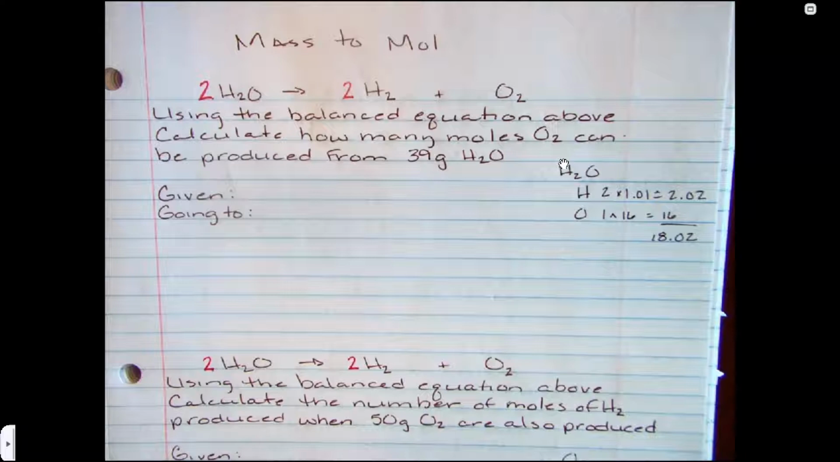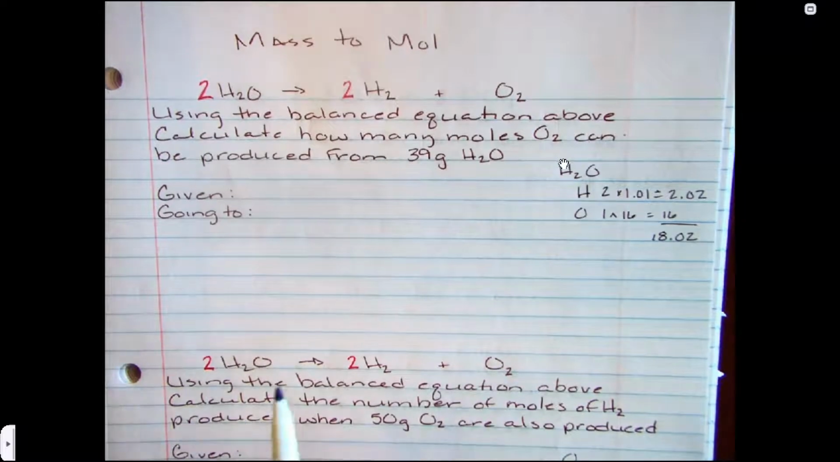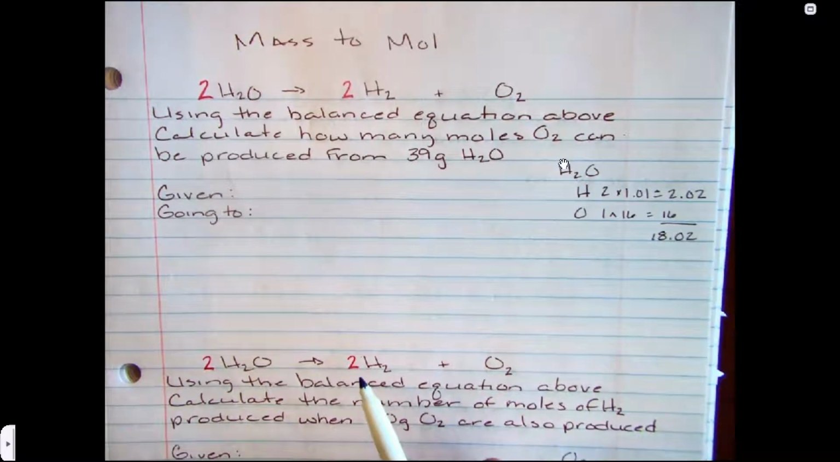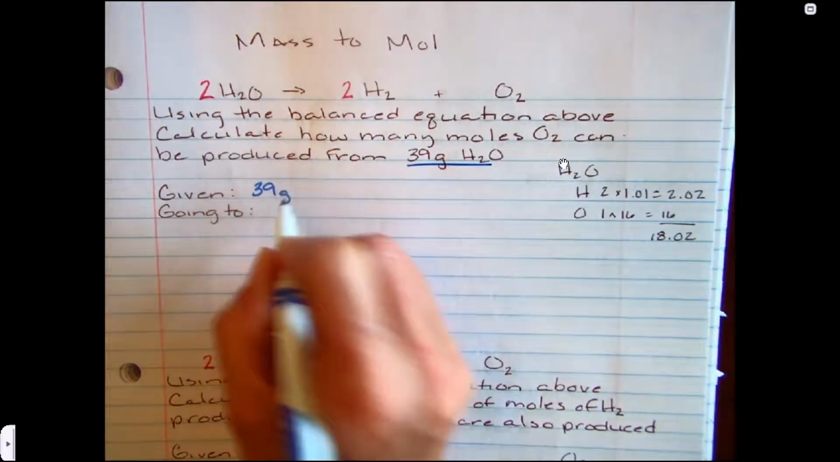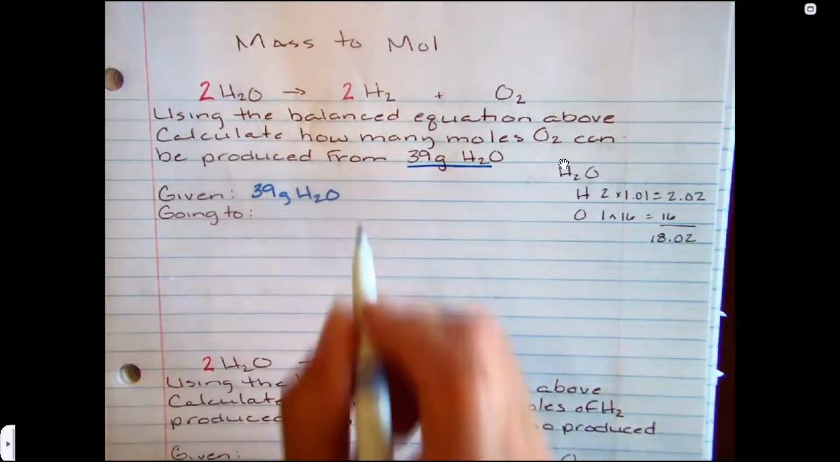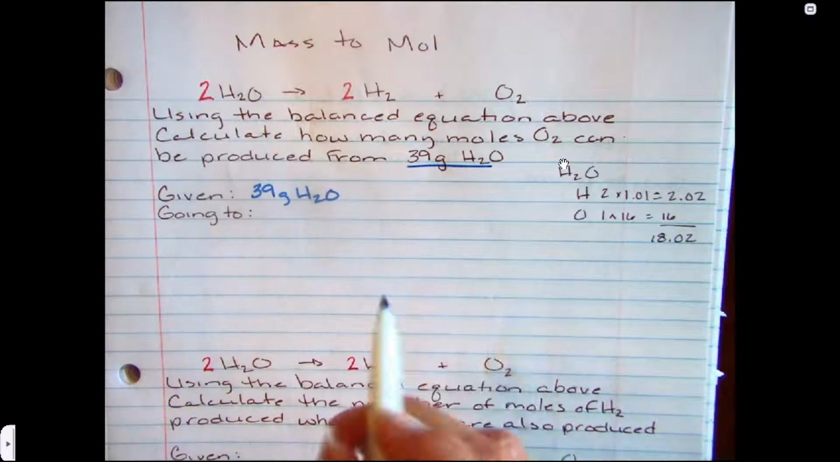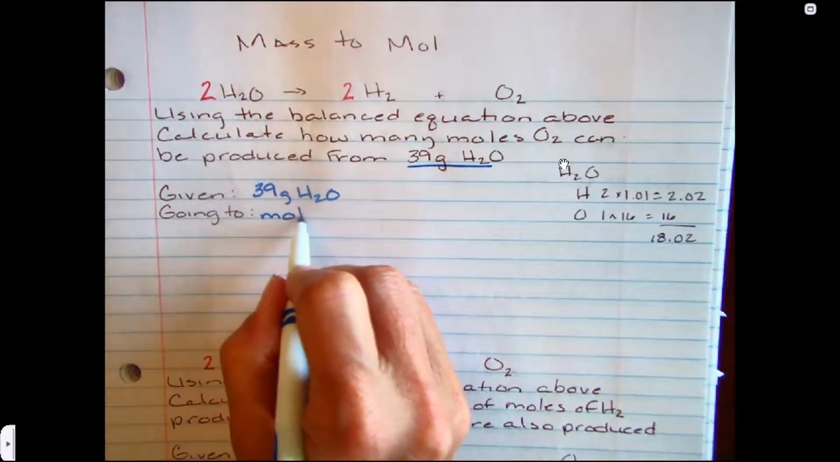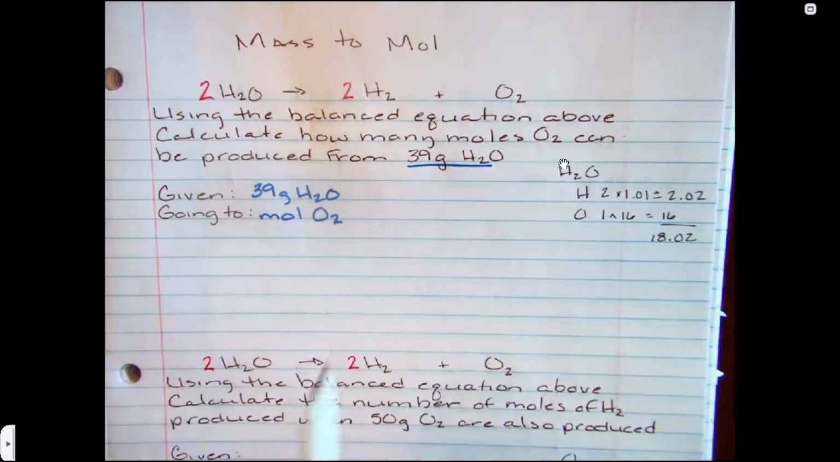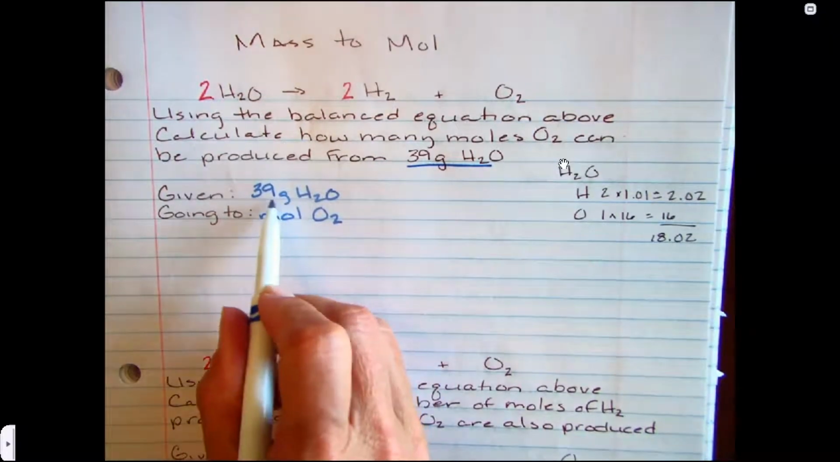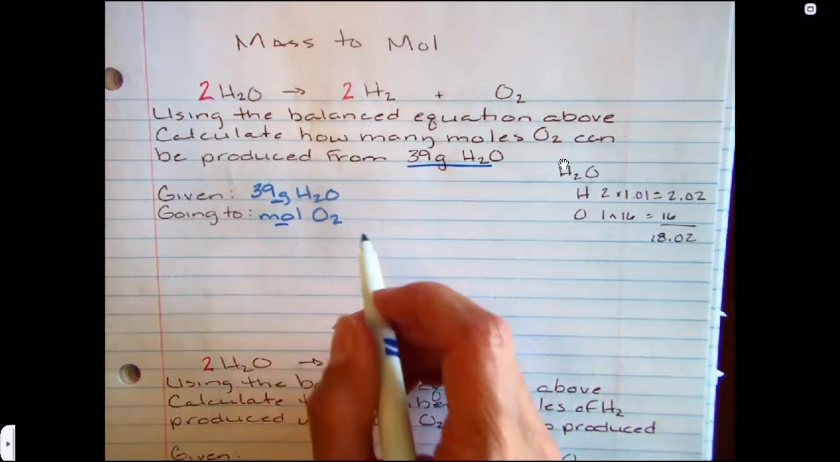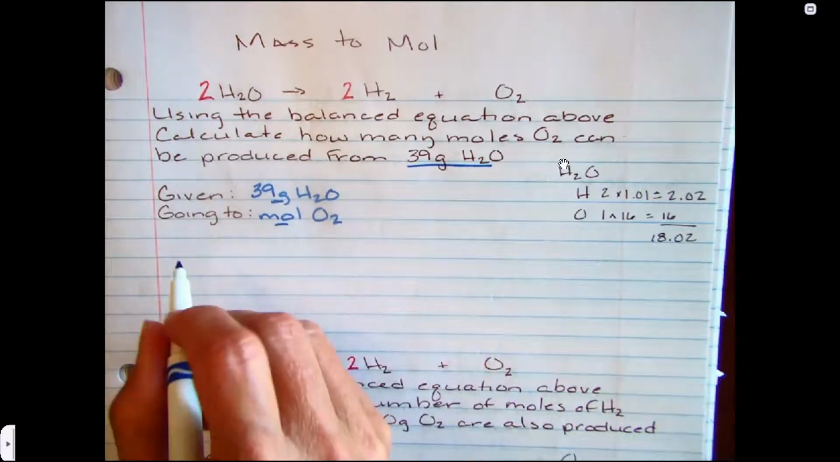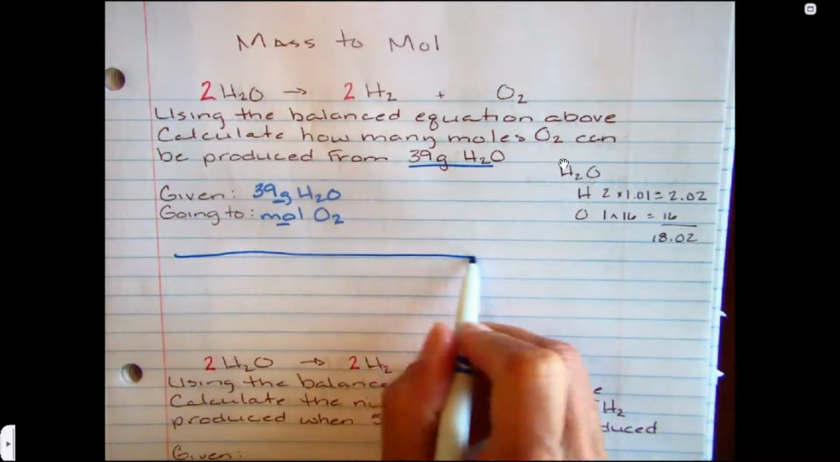So today we start off just like we did yesterday or in the previous days with mole to mole problems. We figure out what's given and what we're going to. So in this problem, what we're given is 39 grams H2O. And what we're going to are moles of O2. So if you look, this says grams and moles. So we're going from grams to moles. Grams represent mass. So in order to do this conversion, we're going to still set up our T-chart, but it's going to be a little bit different.